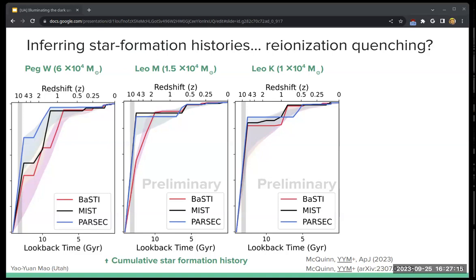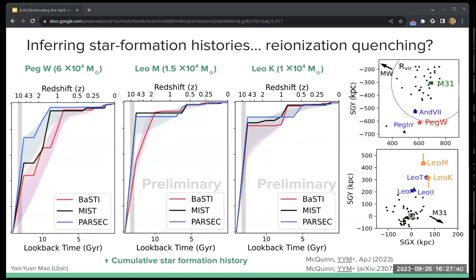So in the case of Leo M and Leo K, you might argue they are quenched by reionization. It's a little bit ambiguous, but maybe. And all the different lines are just different models. There's systematic uncertainty in doing these things. For the case of Pegasus W, it's pretty clear that after reionization, it only formed about half of the stars, and it still continued to form until interaction with M31.